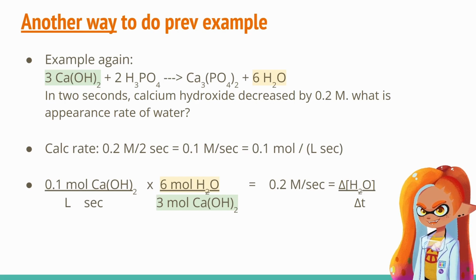Now the other way of doing it is the Stoich way. So first you have a rate. I calculated the rate, just 0.2 molar divided by 2 seconds, and I have a rate right there for the calcium hydroxide. And then you could just use the balanced equation, and the balanced equation will cancel out the moles, and then I got the rate. So you can pick whichever way you like.